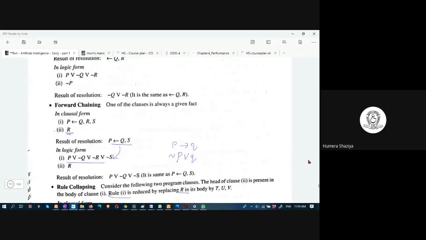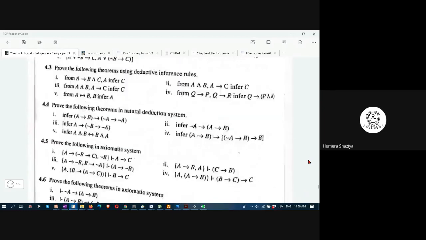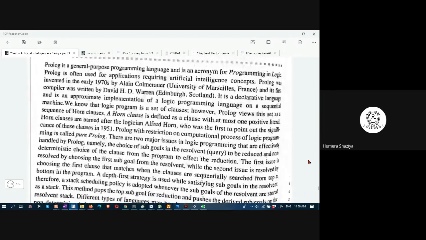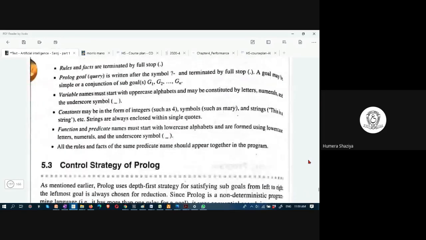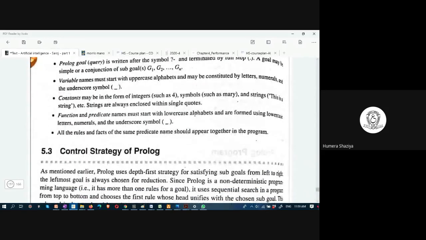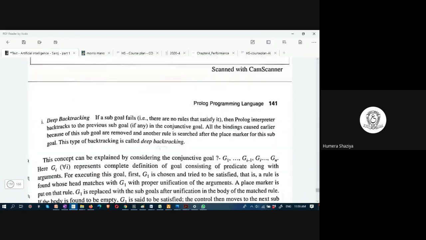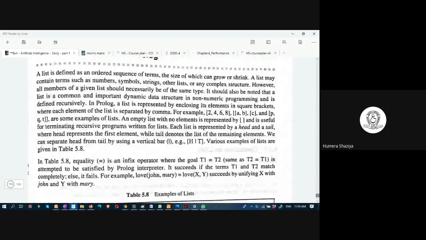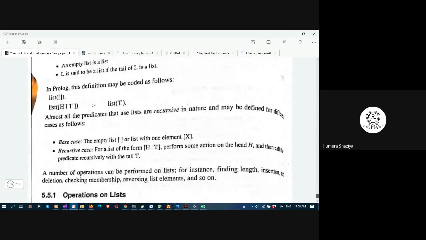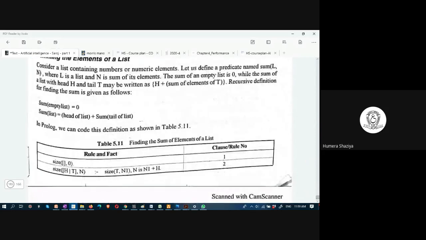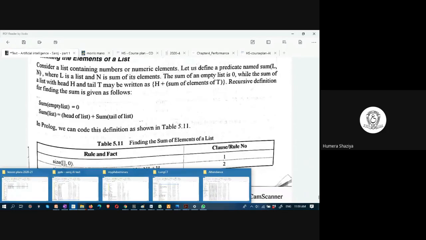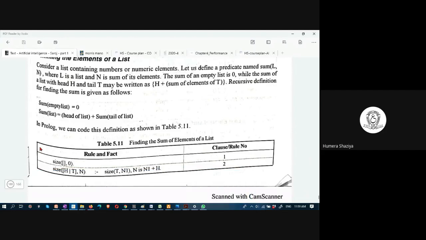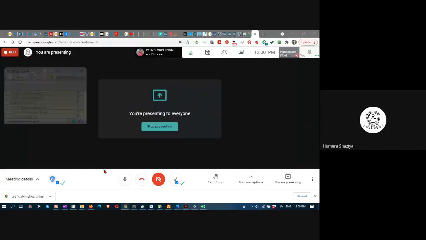Okay, that's it. This chapter is not there in the syllabus. I'll open the next part, and next week we will start with the next part, which is knowledge representation. Any doubts, students?